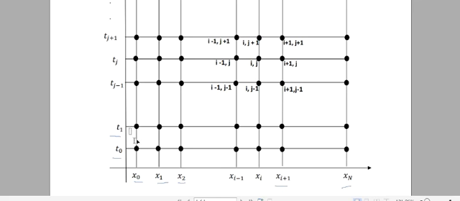For this point, what is the index of x? Please say to me. The index of x is x0 and t1. x0. For this point, what is the index of t?